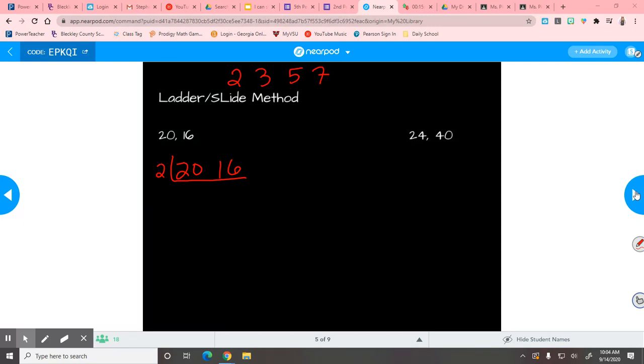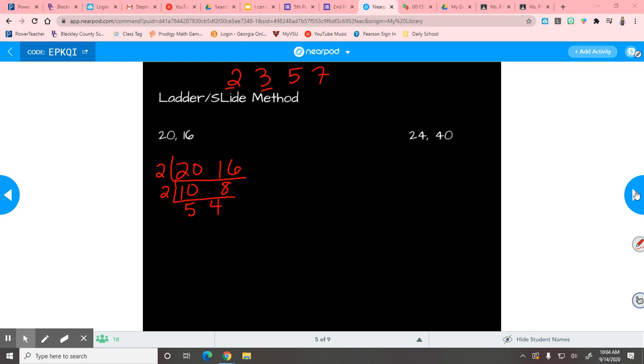Yes. 20 divided by 2 is 10. 16 divided by 2 is 8. And then we can do 2 again because they're still even. 10 divided by 2 is 5, 8 divided by 2 is 4. Just a second, let everybody catch up. Are 5 and 4 both even? No. So we can't do 2.